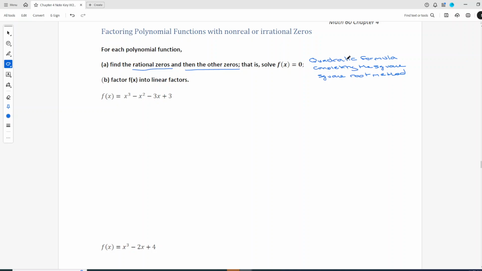So when factoring fails, you're left with these other three methods of solving a quadratic function. All right, let's do it.